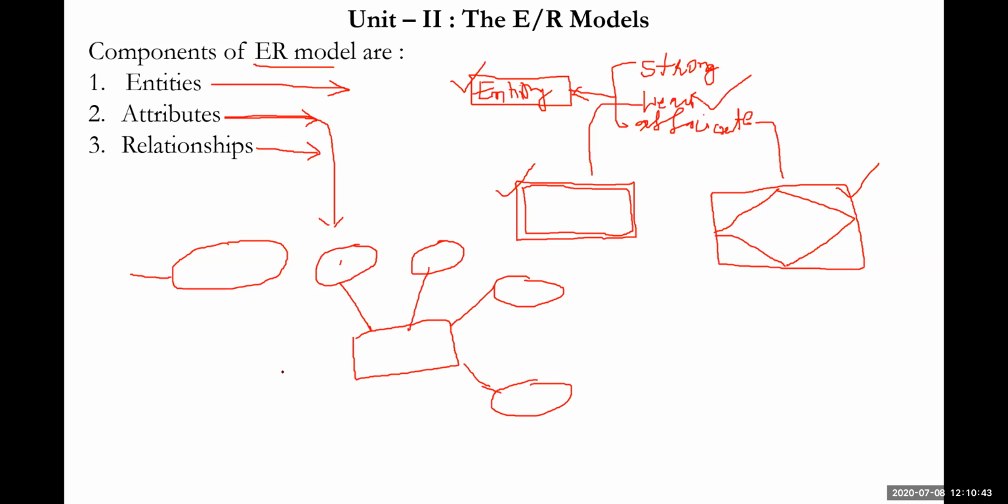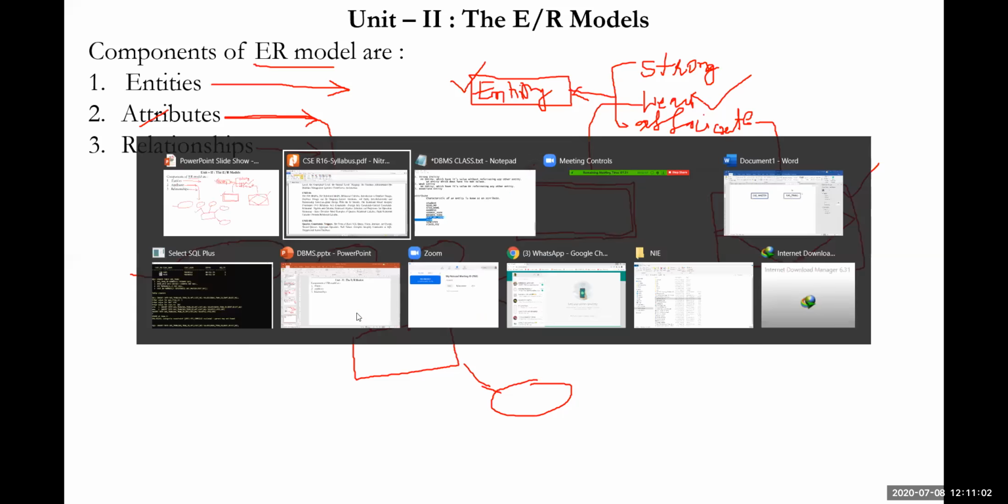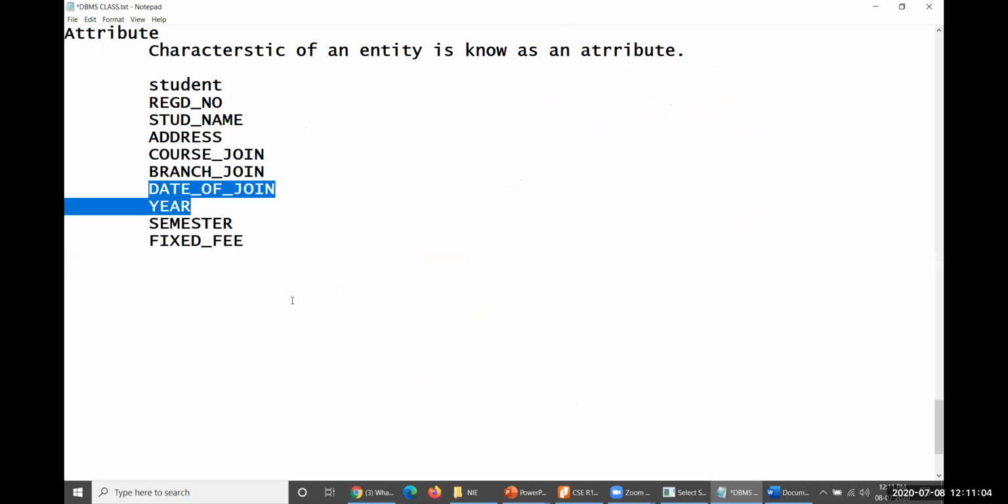Then how many kinds of attributes are there? An attribute is a specific characteristic of one particular entity. One entity has many characteristics, so it could be represented in this form. Then how many kinds of attributes are there? Attributes are very huge in number. Let me explain them.